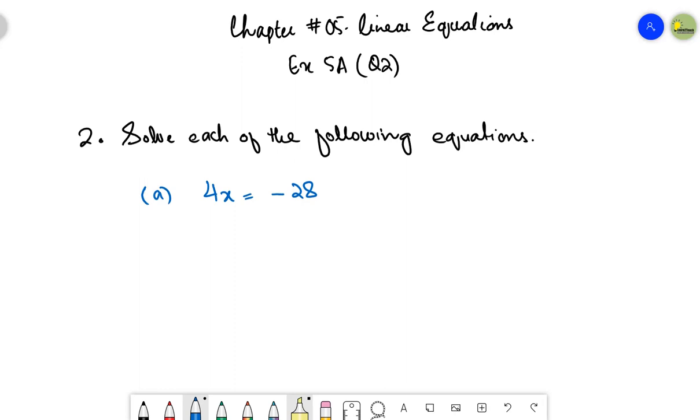So today we are going to do exercise 5A question number 2. In this question we are going to see how we can solve some kind of linear equations by using different kinds of rules. So the first equation that I am having is 4x equals to minus 28. Keep in mind there is a rule in order to solve this equation. The rule says that I'm writing it here.